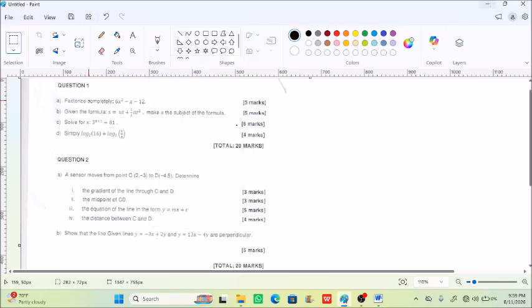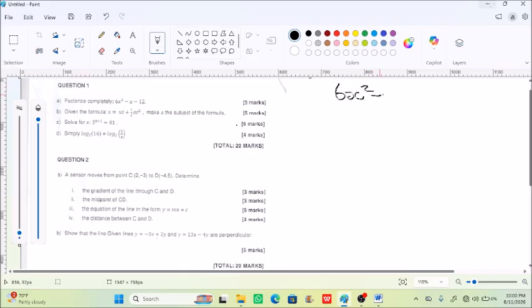Okay, so the first question reads, question 1, factorize completely 6x squared minus x minus 12. So how do you factorize this completely? We have to factorize it by making sure that this square disappears. We are going to use product and sum to factorize this one completely.